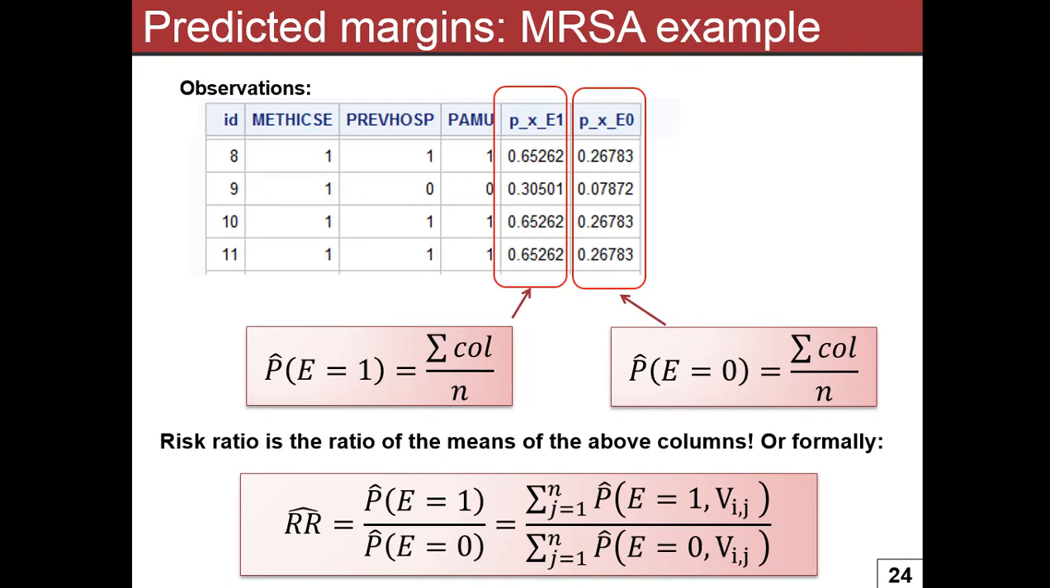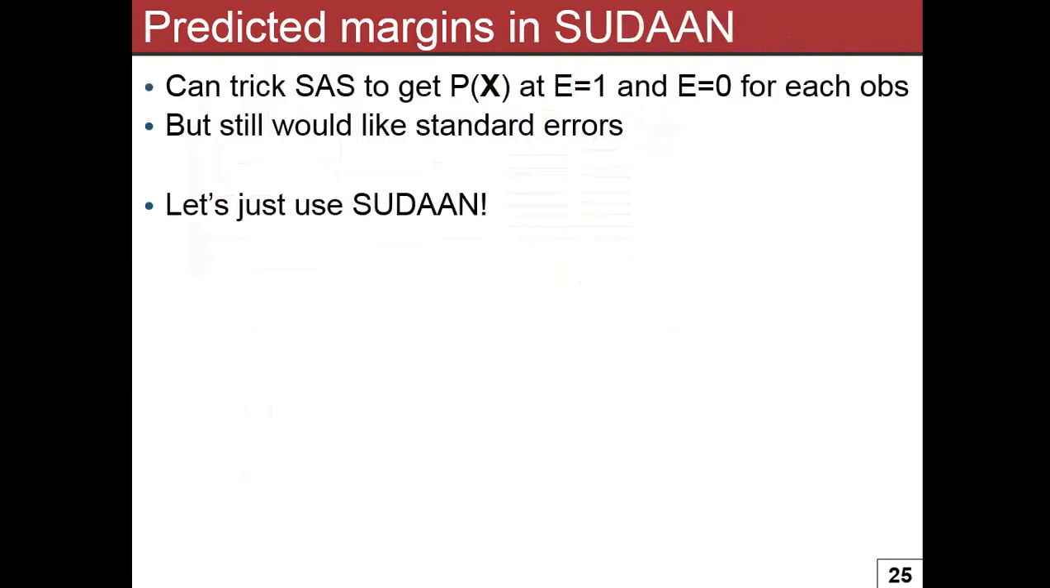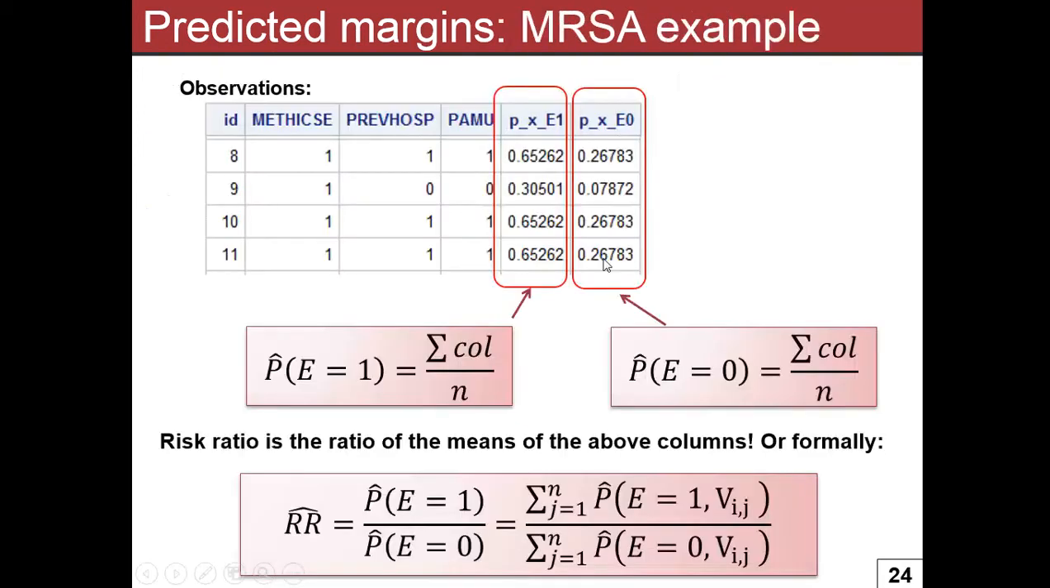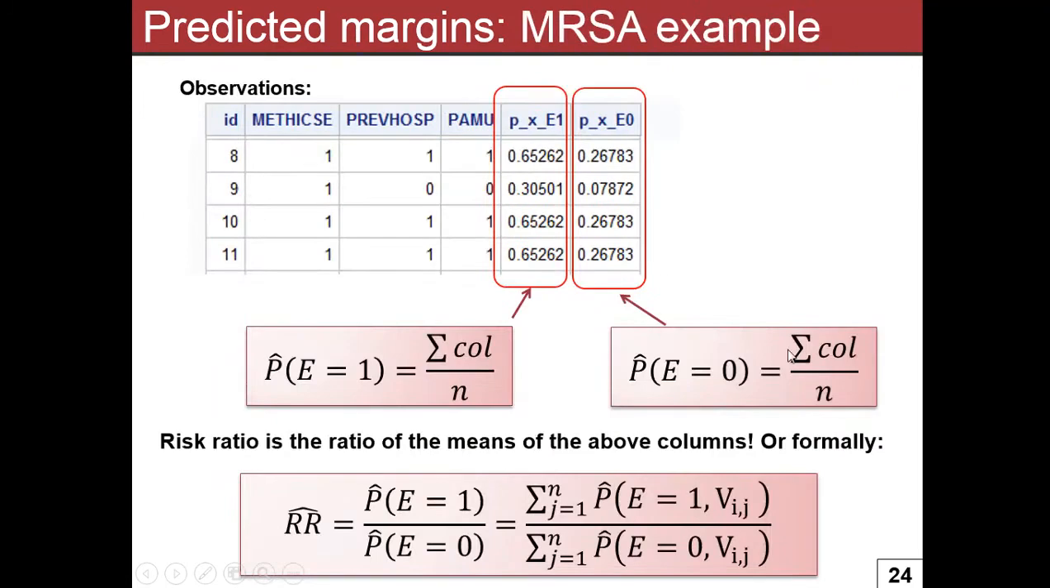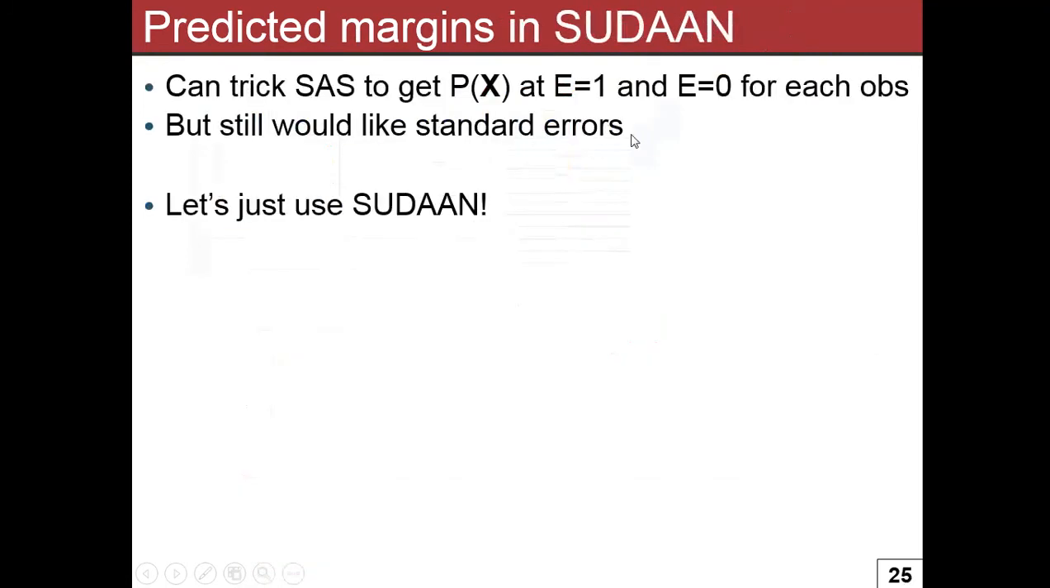Okay, so this is a really beautiful idea. This is really intuitive. We have a model that makes predictions, predict everyone under exposed and unexposed, take the ratio of it. This is simulating the thing we'd love to do in real life. Okay? So we can trick SAS to do this, like I've done here. And again, you can get the risk ratio by tricking SAS to do this, but you won't get the standard errors. And again, you need Sudan to do that.